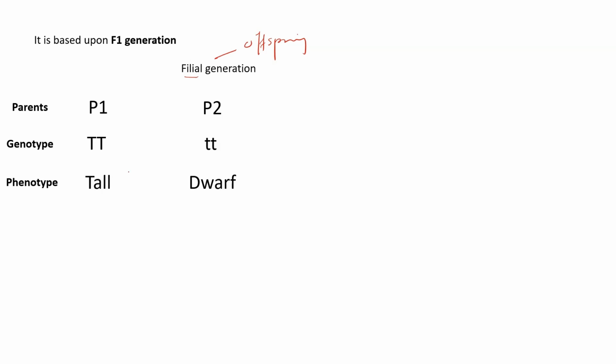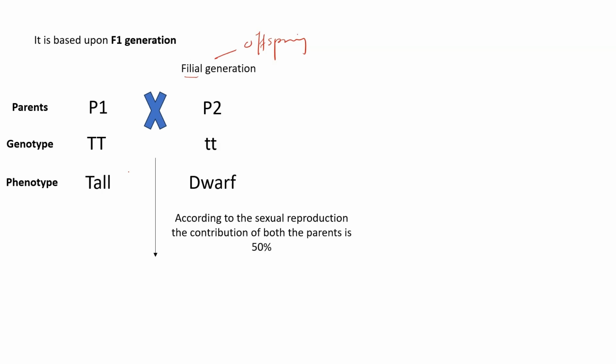So the phenotype of both the parents: in case of P1, where the genotype is capital T, the phenotype is tall. Where the genotype is small t, the phenotype is dwarf. Now, when both the parents are crossed, what is the rule of sexual reproduction? According to sexual reproduction, the contribution of both the parents is 50%.